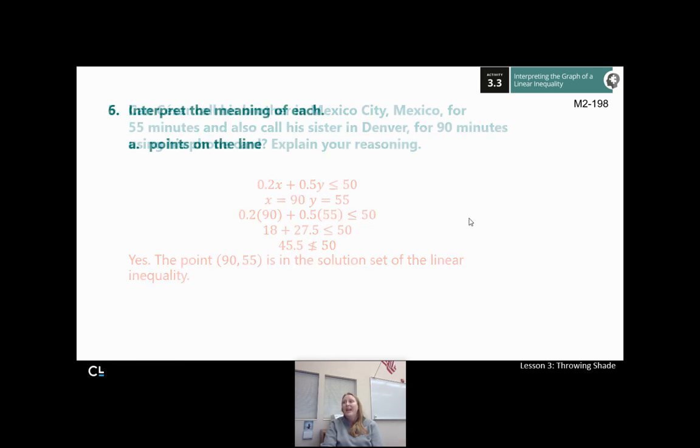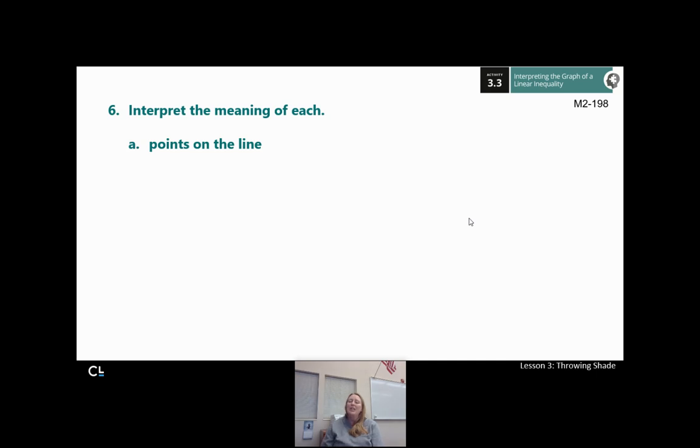I'm just saying. Really quickly, I'd just like you to take a moment, interpret the meaning of each of these, A, B, and C, points on the line, points under the line, points above the line, points below the line. Go ahead and hit pause. Write down what each of these points represents, and then hit play when you're ready to check your work.